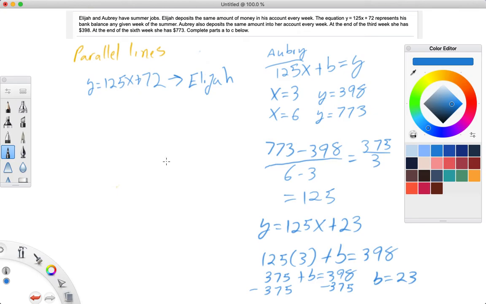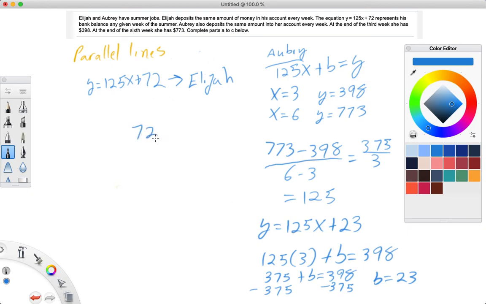And then C, what do the parallel graphs mean in terms of this situation? So interpreting this, this is his bank balance, this is her bank balance. They're going up at the same rate, right? They're putting the same amount of money in each week, but Elijah's is going to remain the higher balance because he started with the $72 and Aubrey started with the $23. And we could actually find out how much the difference is going to be, right? We can not erase, thank you.